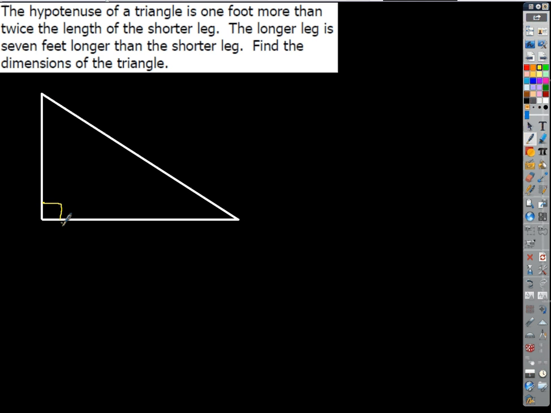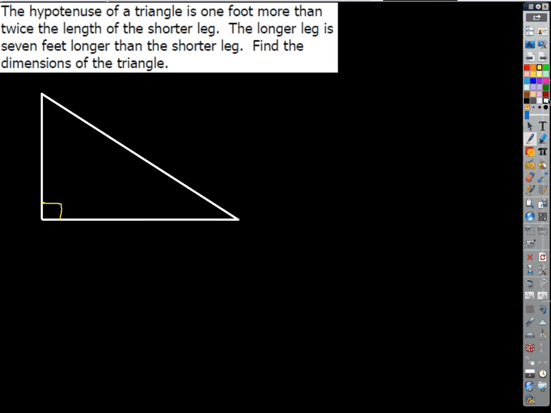Okay, so what about this then? What can we say? The shorter leg. It's got a 90-degree angle. You can use the Pythagorean theorem. The hypotenuse is one more than twice the shorter leg. The longer leg is 7 feet longer than the shorter leg. So what are the dimensions going to be then?